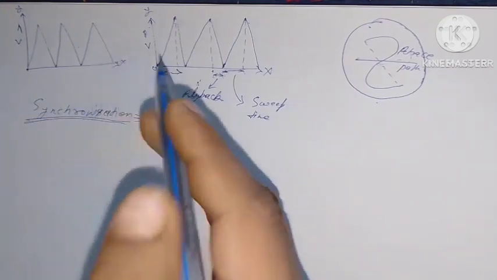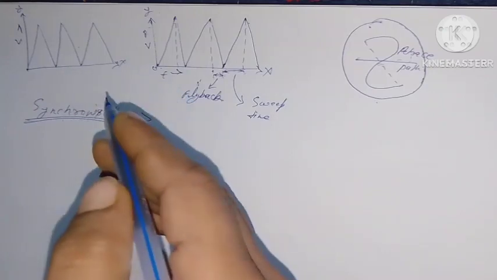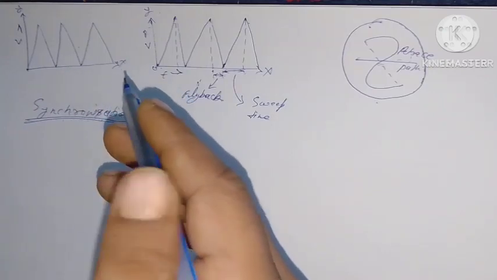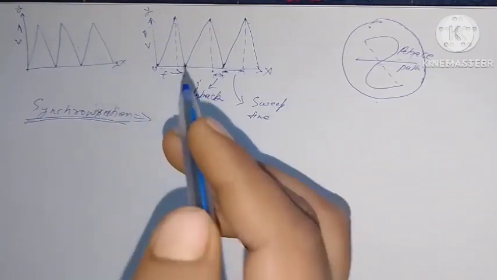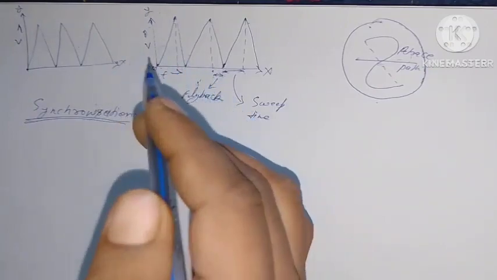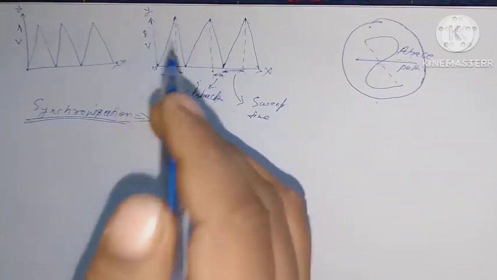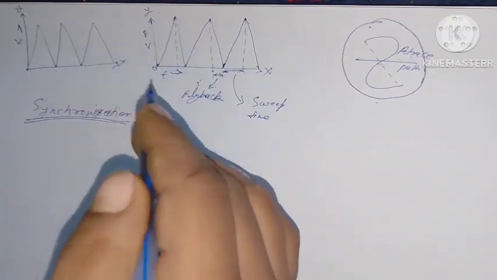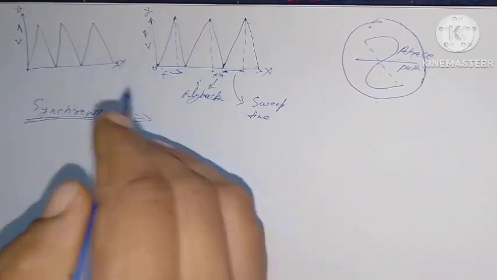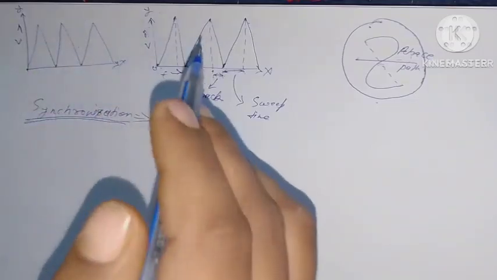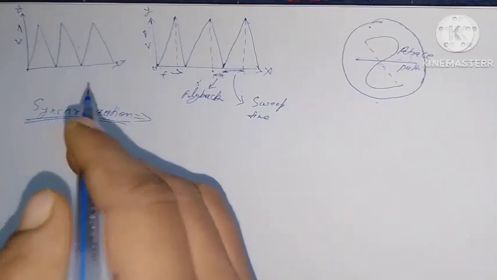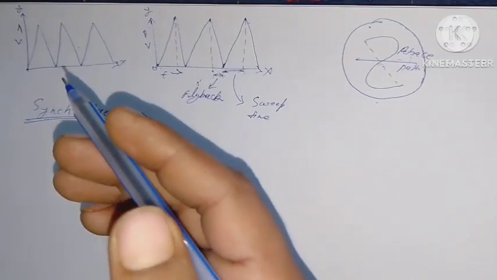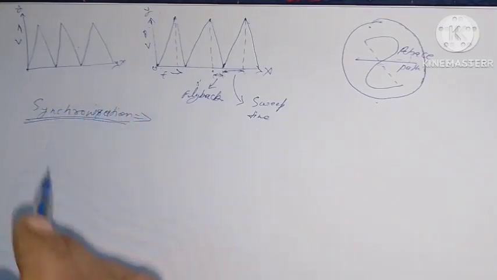To keep the trace steady, a portion of the incoming signal is fed to the sawtooth generator. This serves to lock the generator in step with a vertical input frequency. In such a case, the trace is repeated again and again in the same position and thus appears stationary on the screen.